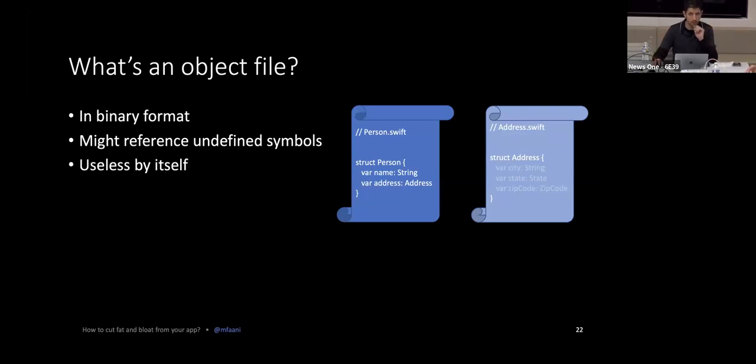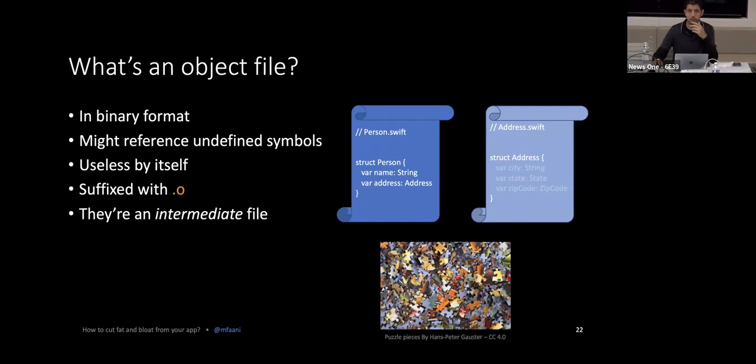They're useless by themselves. Everything is much like a piece of a puzzle. A single piece of a puzzle, if you look at it, is useless. But once you connect them all together, you link them all together, you stitch them together, you have this final product. They're suffixed with .o, that's why they're called object files. The reason they're called object files is because they're the goal, the results that you're aiming for. Your source code, in a sense, is considered to be your subject code. And they're intermediate because you really don't need them. Once you compile it, once you produce your product, they're gone. You don't need them. So yeah, piece of the puzzle here.